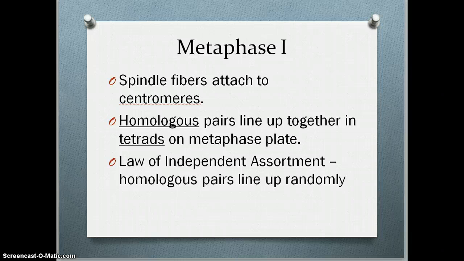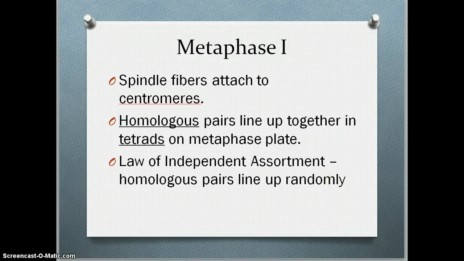During metaphase 1, the spindle fibers are going to attach to the centromeres. Homologous pairs are going to line up together in tetrads on the metaphase plate. And this is where the law of independent assortment is going to come into play. So this just means that homologous pairs will line up randomly. So they can line up in a variety of different ways.